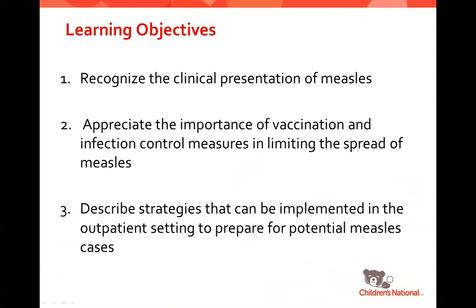The first one is to recognize the clinical presentation of measles. If you are like I am, then you have seen very few or even no cases of measles, so I think it's very important for us to review the clinical presentation. I want everyone to be able to appreciate the importance of vaccination and infection control measures and limiting the spread of measles, which is obviously preaching to the choir to you all, and then describing some strategies that can be implemented in the outpatient setting to prepare for potential measles cases in your practices.